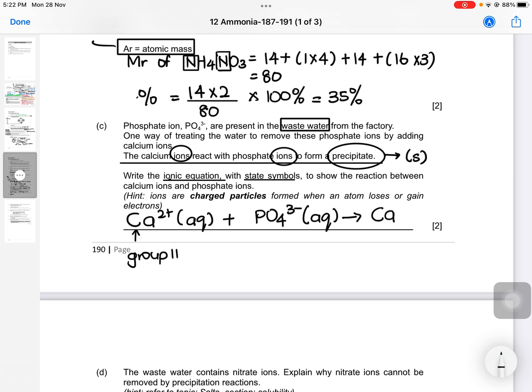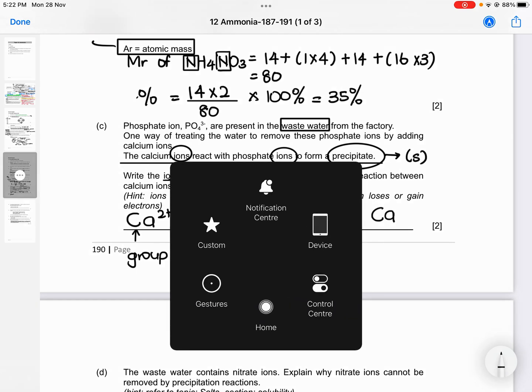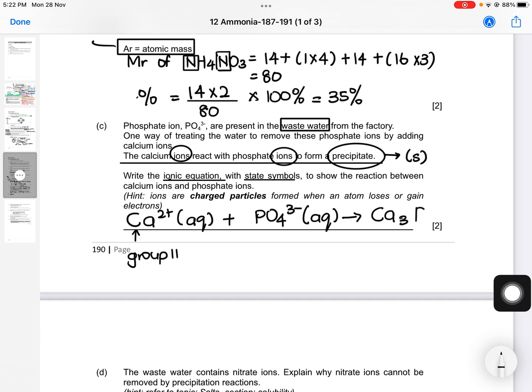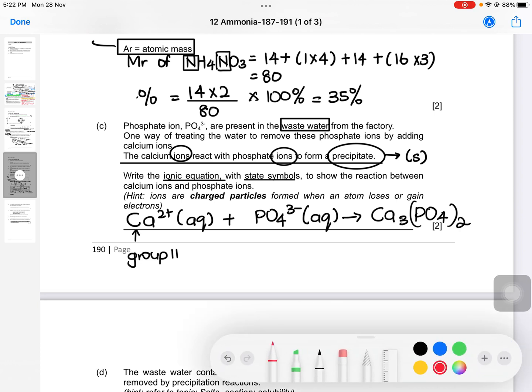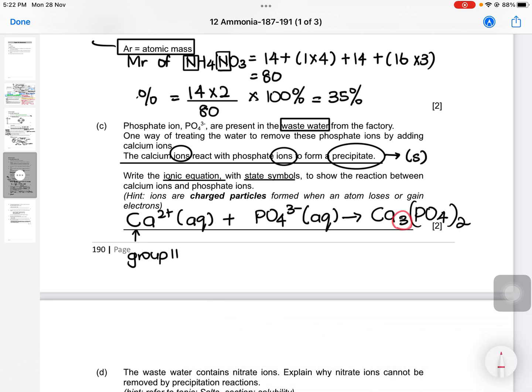Ca3(PO4)2. So you need to balance the ionic equation as well. Take note, over here I have 3 calcium atoms, so I need 3 calcium ions. And here, the whole phosphate ion, there are 2 phosphate ions present. So it means I have to have 2 PO4 3-.